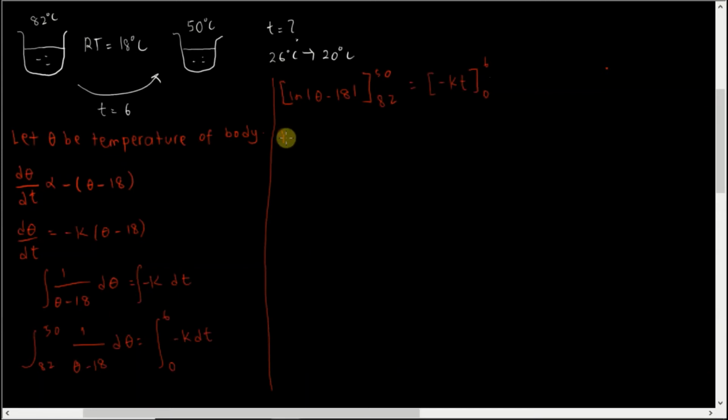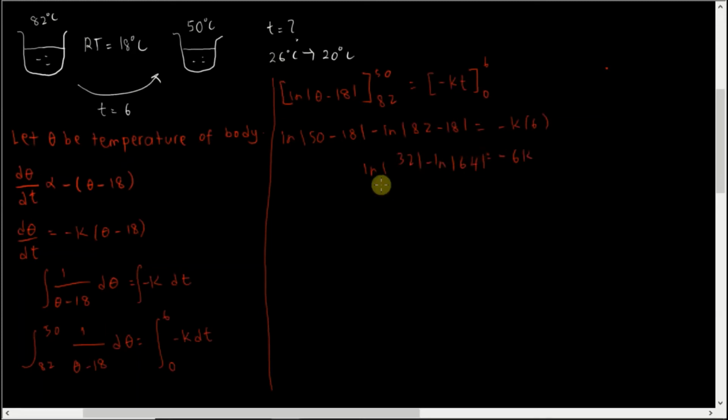Then we sum in everything. We will get on the left side ln 50 minus 18 minus ln 82 minus 18 equals to negative k6 minus negative k0, which is 0. So the right side is negative 6k. The left side, ln 50 minus 18, we should get 32, minus ln 82 minus 18 is 64.